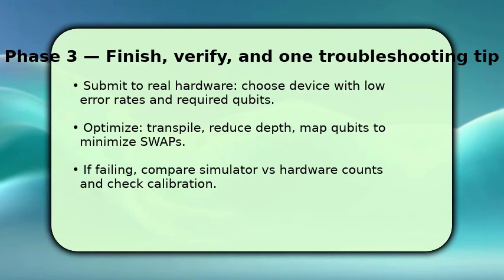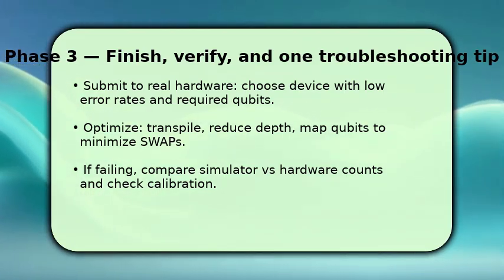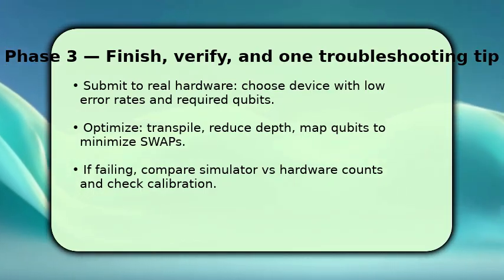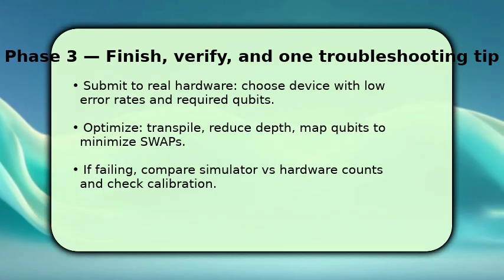Transpile for the target topology, reduce depth, and remap qubits to avoid extra swaps. If results look wrong, check device calibration and noise. Retry with error mitigation or simpler circuits.